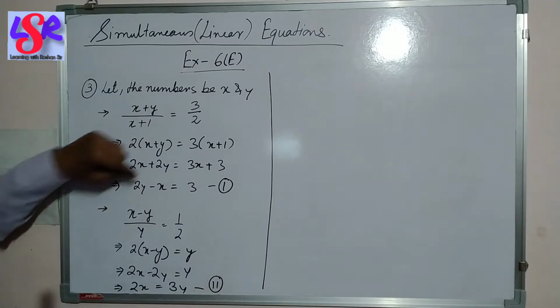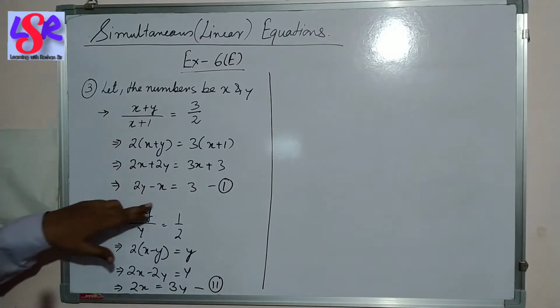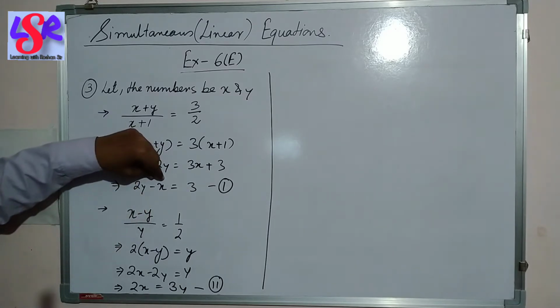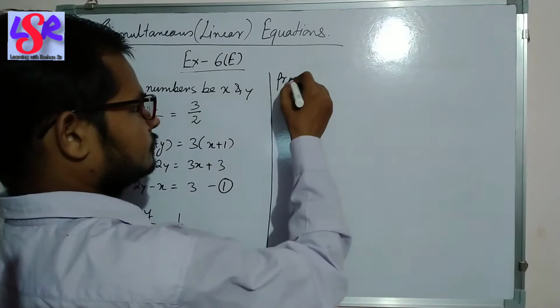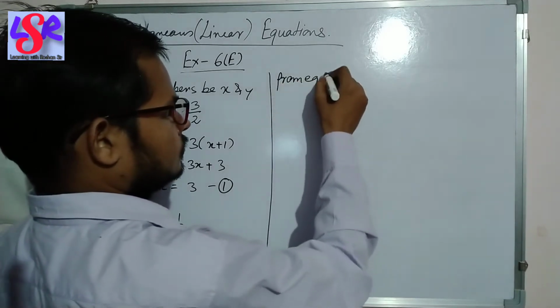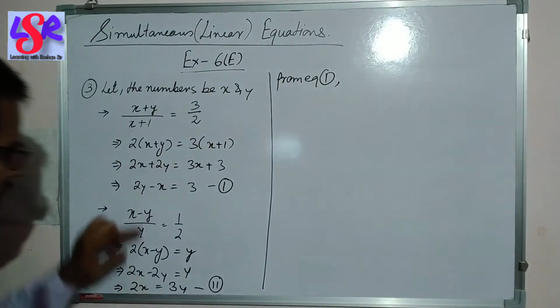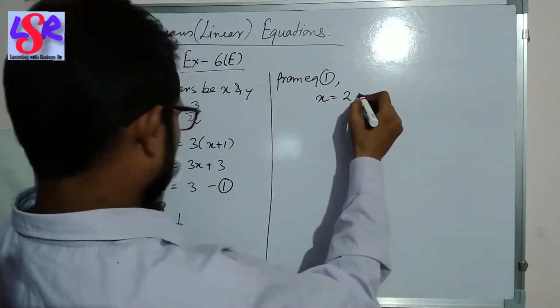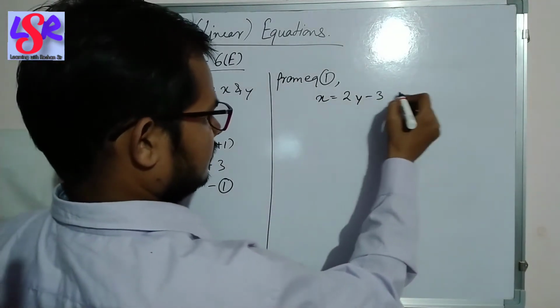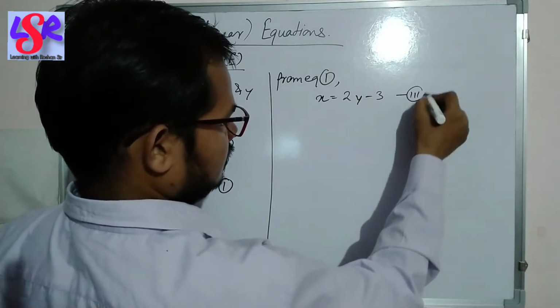Now we have to solve these two simultaneously. Let's take the first equation and find the value of x and put it over here. So from equation number 1, we can get the value of x as 2y minus 3, and let this one be the third equation.